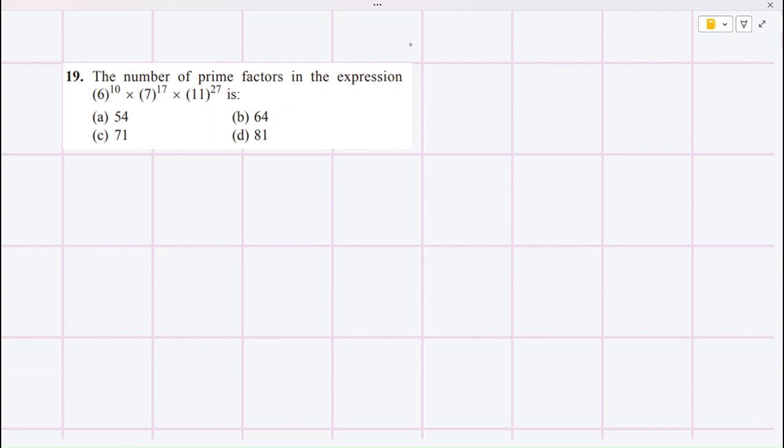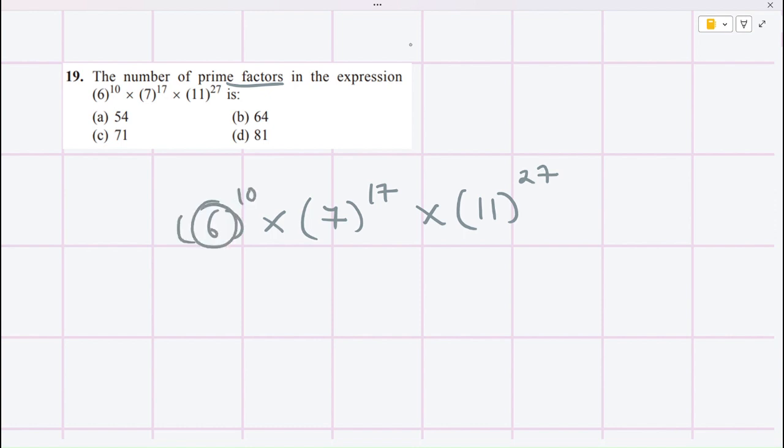Now to continue with this question, the number of prime factors in the given expression. So basically हमें prime factor निकालना है कि कितने हैं in this given expression. So since we know that 7 is a prime number, so 7 to the power 17, we'll just let it be. 11 is also a prime number, so we'll just let this be. Then here we have 6 raised to the power 10. But 6 is not a prime number. So we'll split it out.